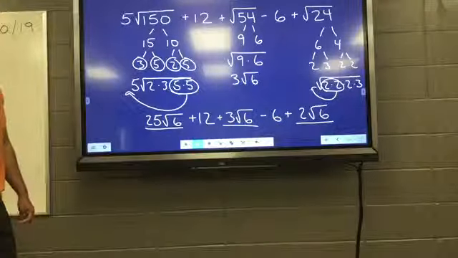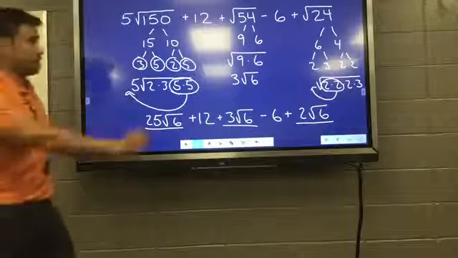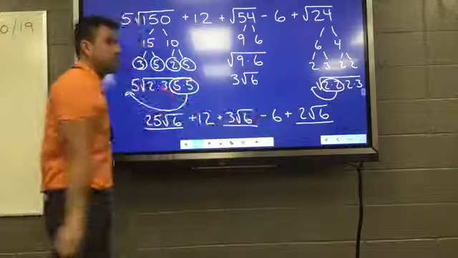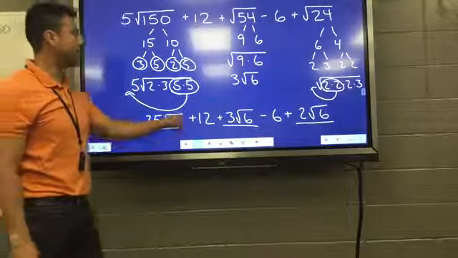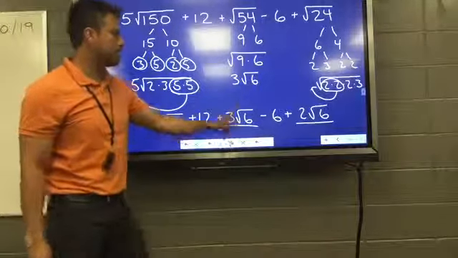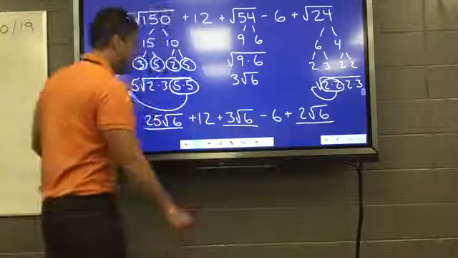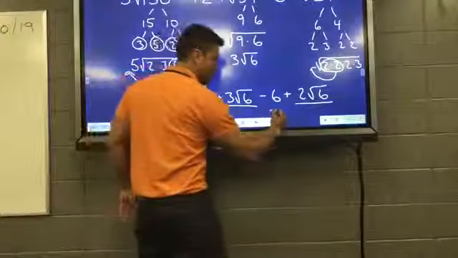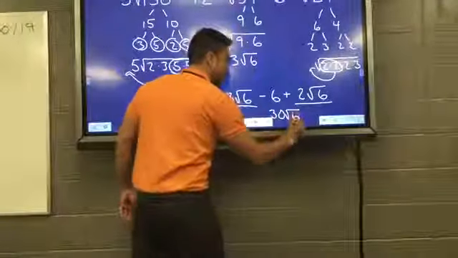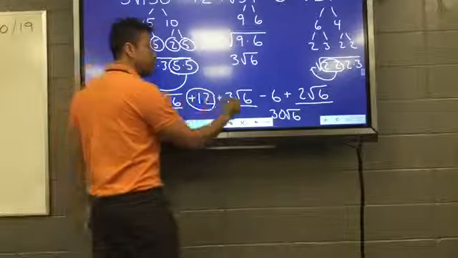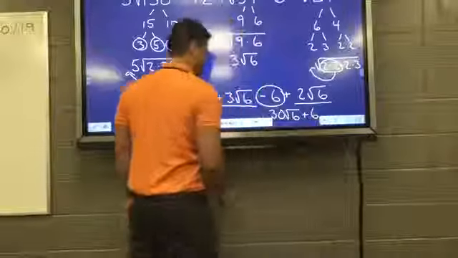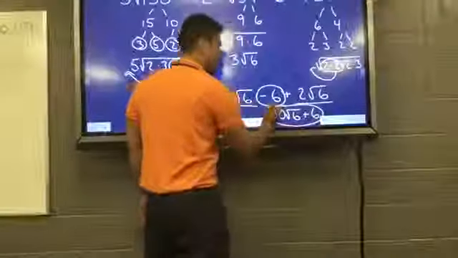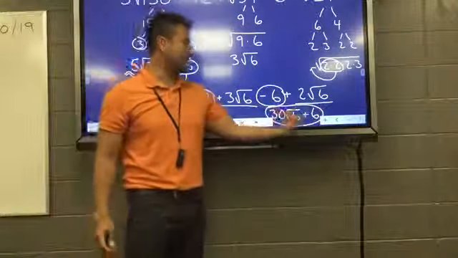Wait, there's just a random negative 6 in there? Yeah, it's in the problem. So you do 25 plus 3 is 28, plus 2 is 30. So I'm going to write this down here: 30 times the square root of 6. But then you also have to combine the 12 and the negative 6, which gives me plus 6. Oh, I got lucky because it was still 6. But wait, do we have like terms here? No.